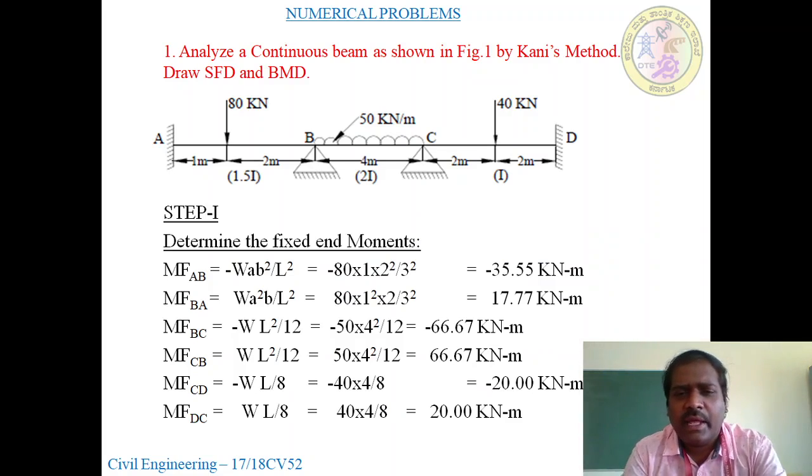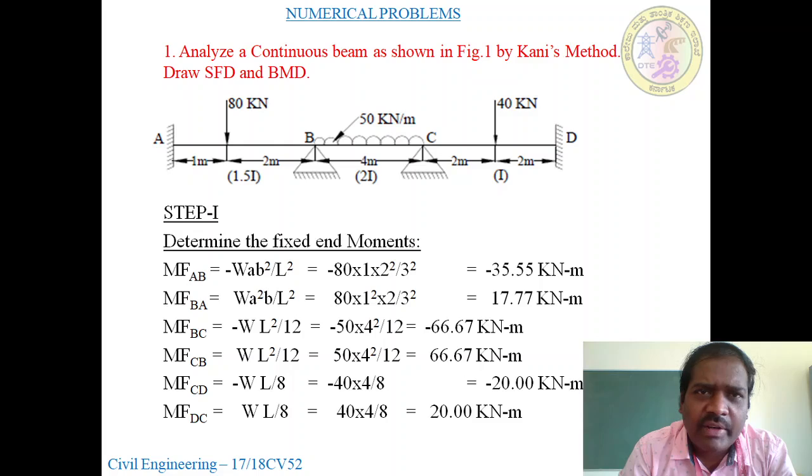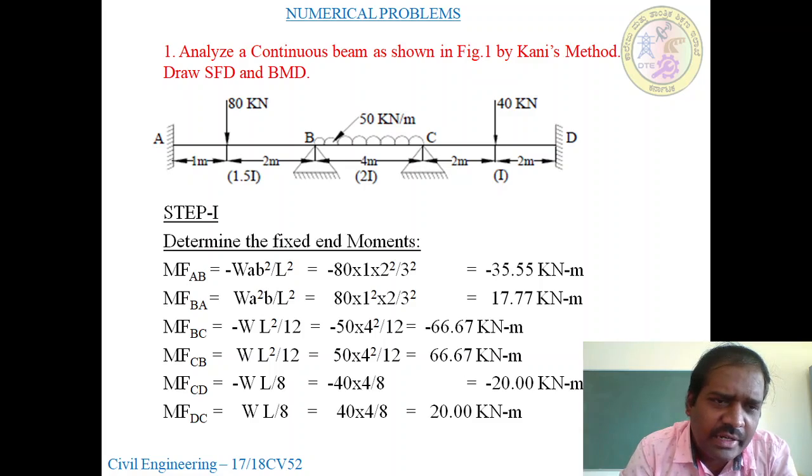So here I will consider a numerical problem where we have to analyze a continuous beam by Kani's method. We have to draw the shear force diagram and bending moment diagram. We have a figure here. Support A is fixed and D is fixed, and intermediate supports are hinge supports, but they will be continuous. B and C are the continuous ones. So here we have to calculate MFAB, MFBA, BC, CB, CD and DC.